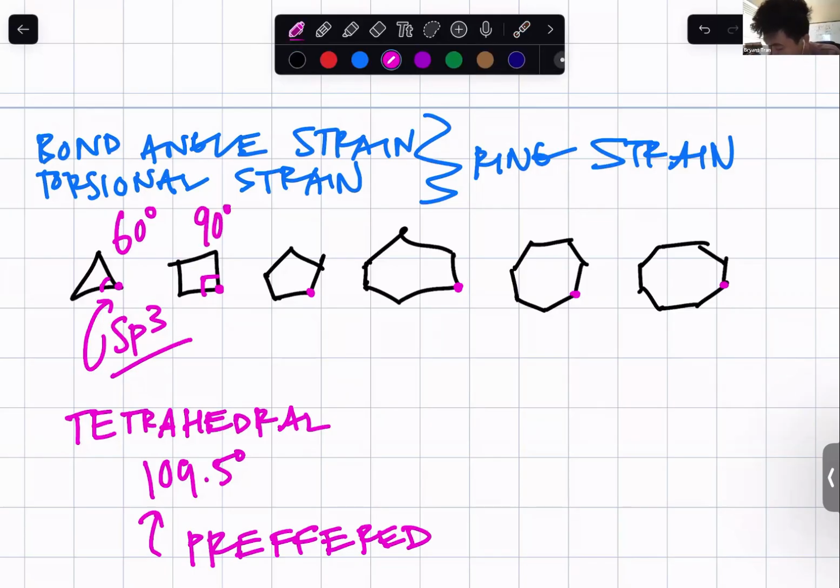And this would also have bond angle strain or torsional strain, but not as much as the cyclopropane, right? Because the difference between 90 and 109.5 is smaller than the difference between 60 and 109.5, right? Like 90 is closer to 109.5. So it has a smaller ring strain, smaller bond angle strain. Okay.